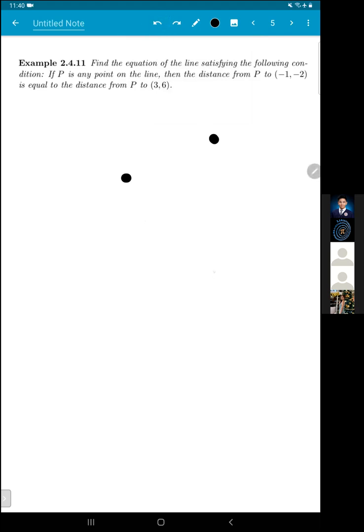So, kalagi, igigitna mo siya para mag-equal siya. Makaka-form ka ng isosceles, diba? Triangle, parang gano'n. So, any point P on this line is equidistant from the 2 given points. Yun yung property niya.